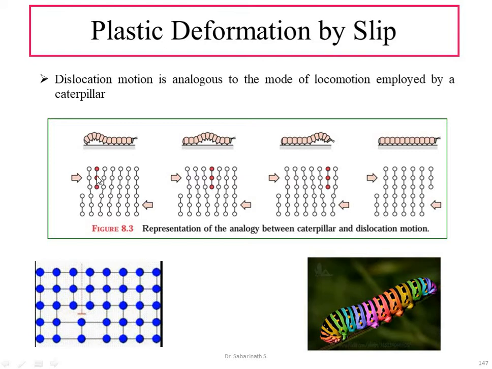Also, when the force is applied, it will move from one portion to another. Actually, the atoms will move to this location, creating a vacant space here, and finally this vacant space moves until it reaches here. This particular portion is known as the slip band. So it is analogous to the movement of a caterpillar. Just see the animation.